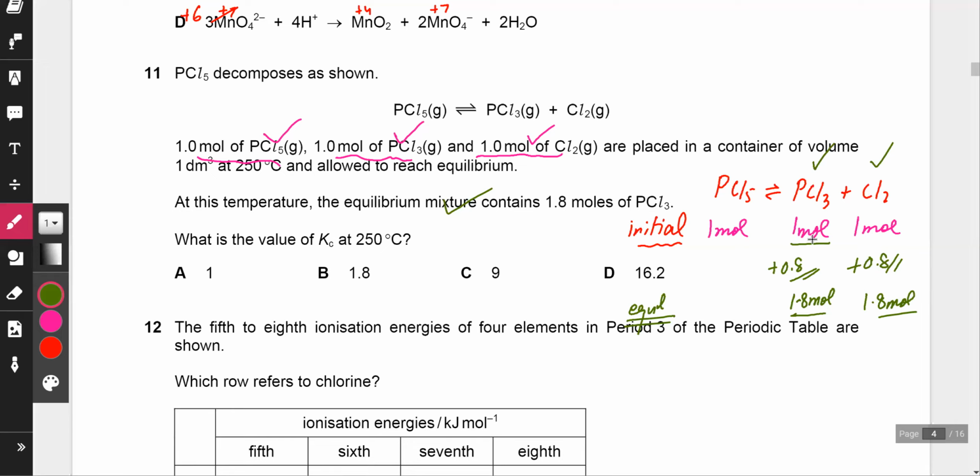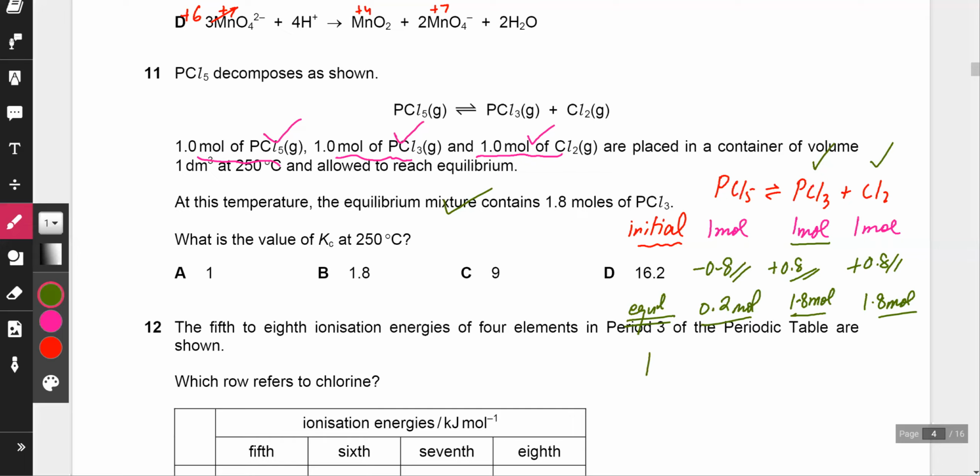Now, to produce 0.8 moles of PCl3 or Cl2, 0.8 moles of PCl5, because it's 1:1, must have reacted. And if they have reacted, that means they got used up. So you initially added 1 mole, 0.8 moles got used up, so you would be left with 0.2 moles. So these are your equilibrium moles, and now you can find the value of Kc.